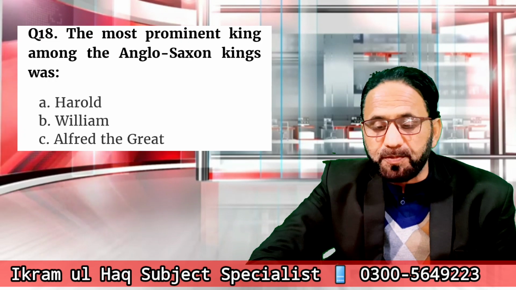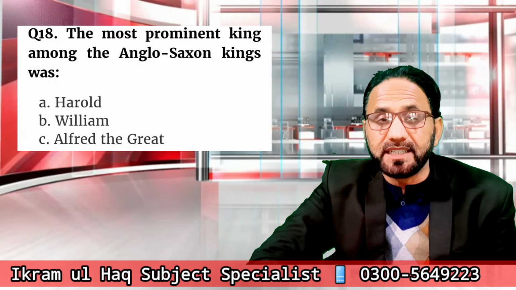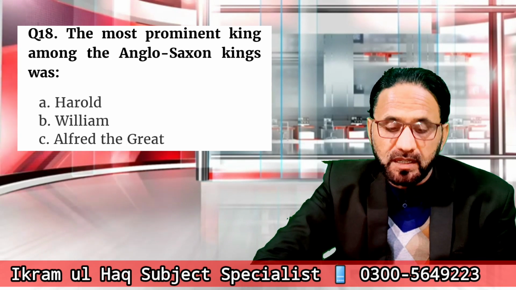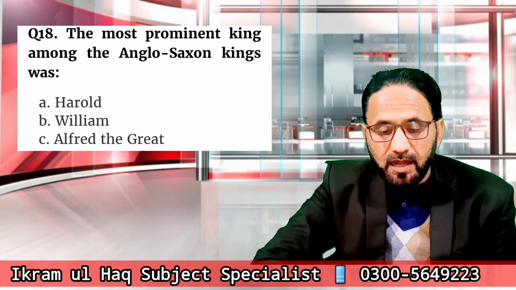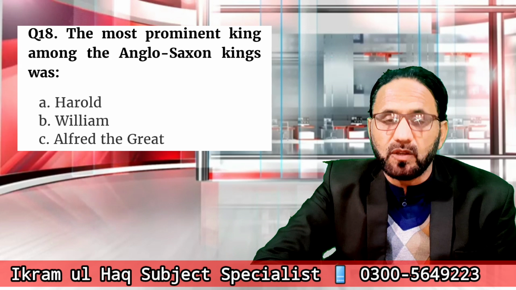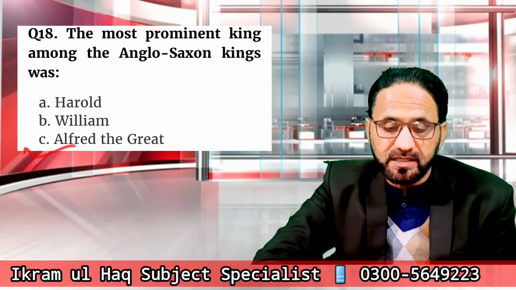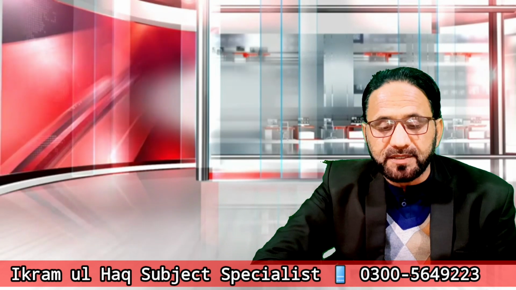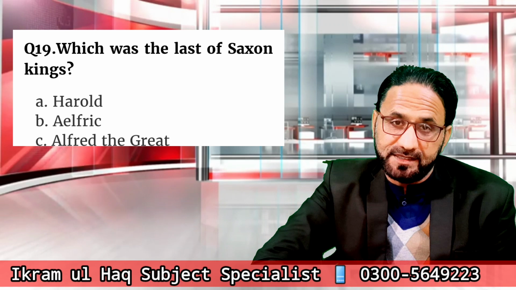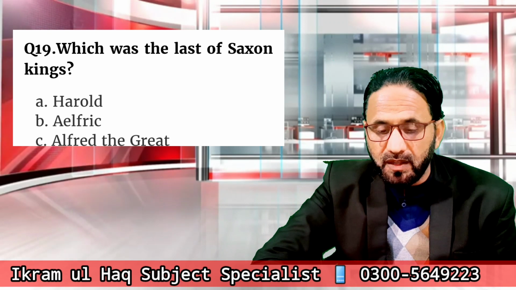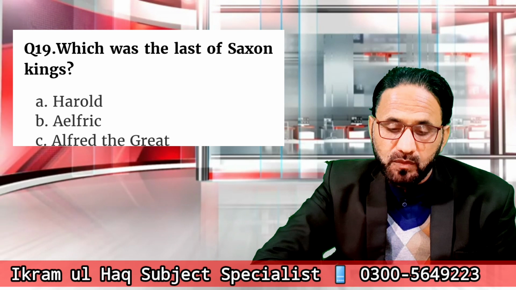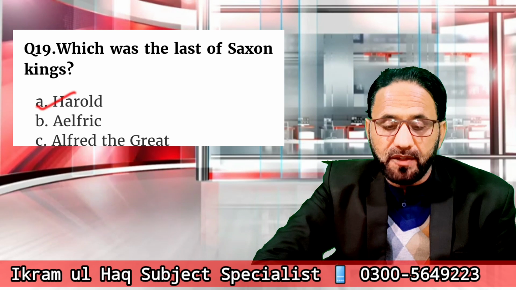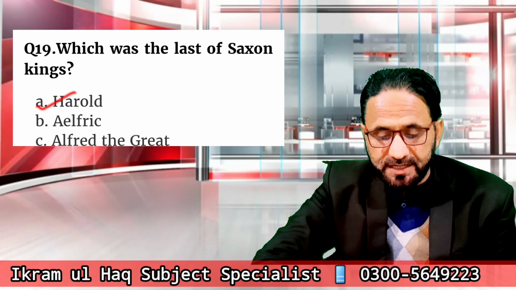Next, the most prominent king among the Anglo-Saxon kings was Harold, William, or Alfred the Great? The right option is option C, Alfred the Great was the most prominent king among the Anglo-Saxon kings. Next, which was the last of the Saxon kings? Harold, Alfred, or Alfred the Great? The right option is option A, Harold. He was the last of the Saxon kings.